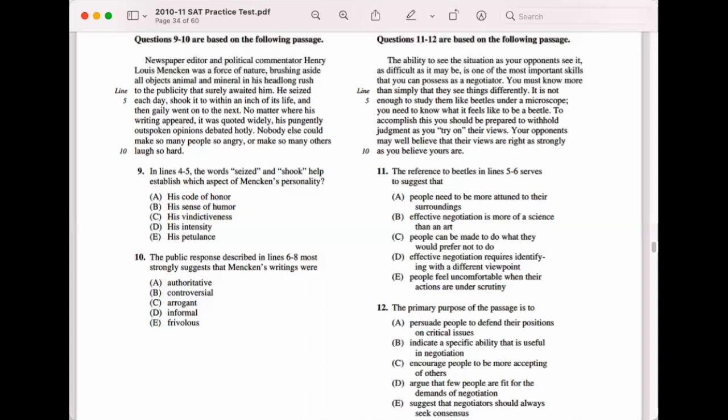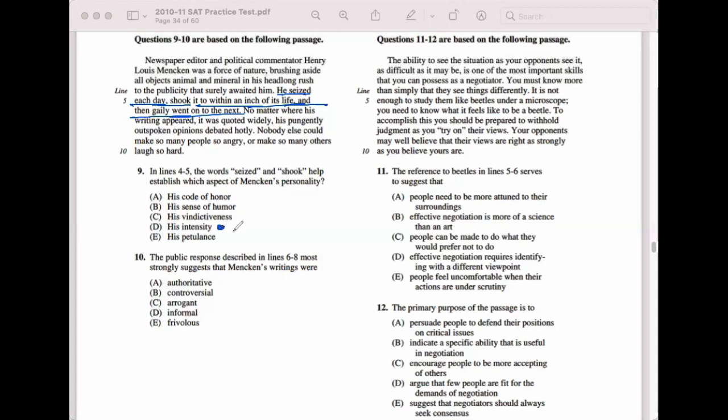So look at question 9. In lines 4 to 5, the words seized and shook help establish which aspect of Mencken's personality. He seized each day, shook it to within an inch of its life, and then gaily went on to the next. So this indicates a sense of being forceful, right? He was forceful, he was active, he made sure that he was always on his toes getting new story ideas. So his code of honor, his sense of humor, his vindictiveness, his intensity, his petulance. Okay, so I like D, right?